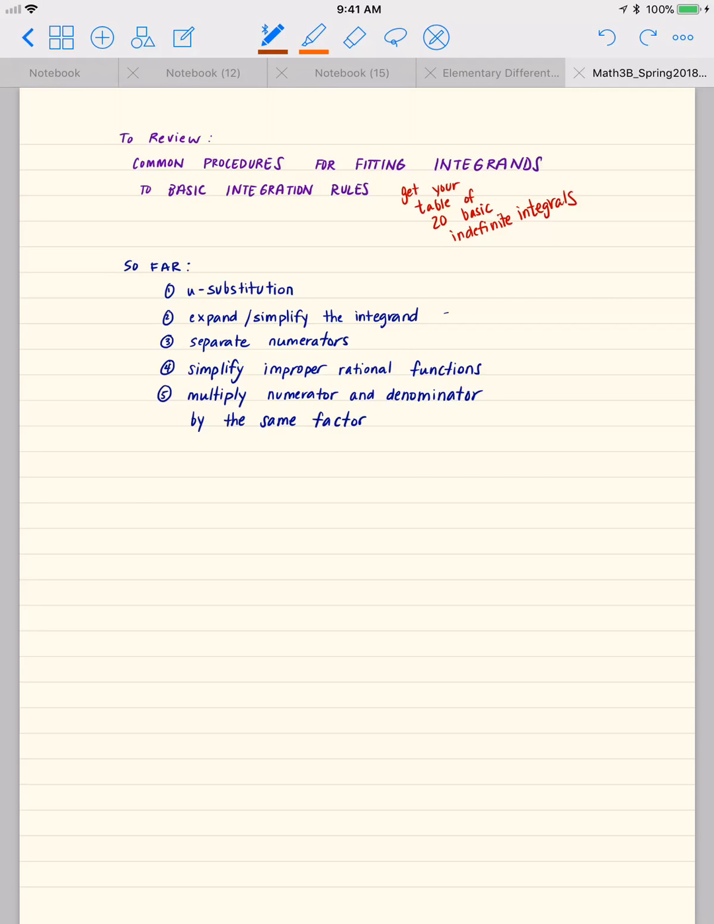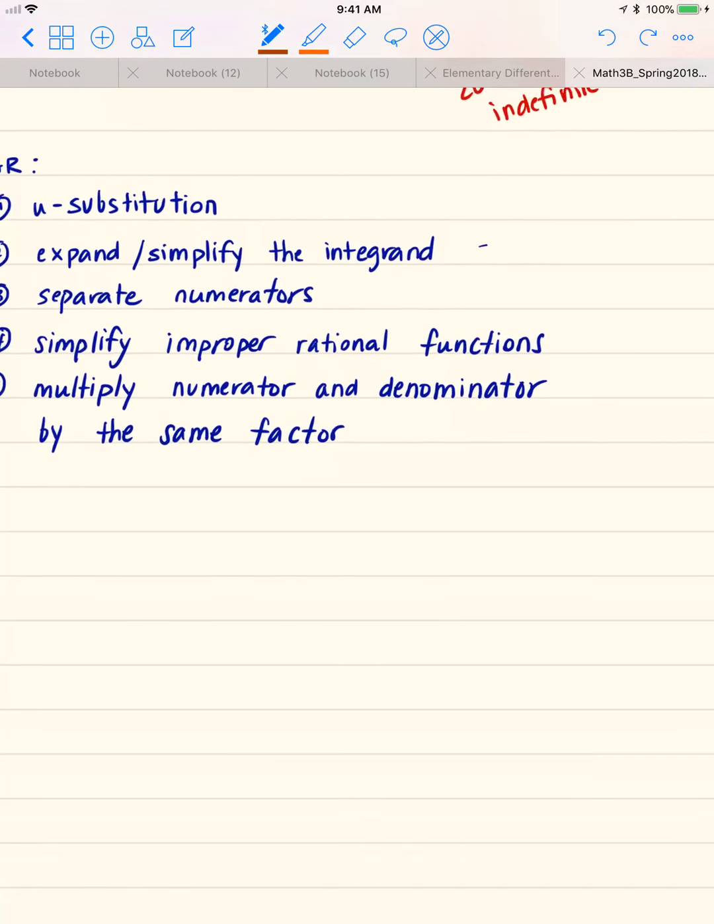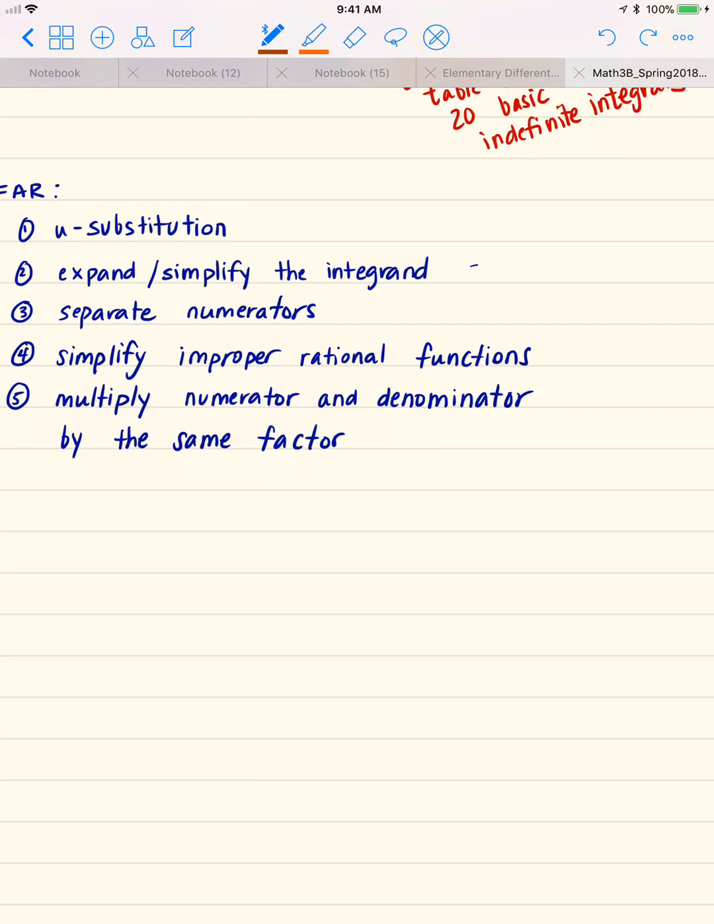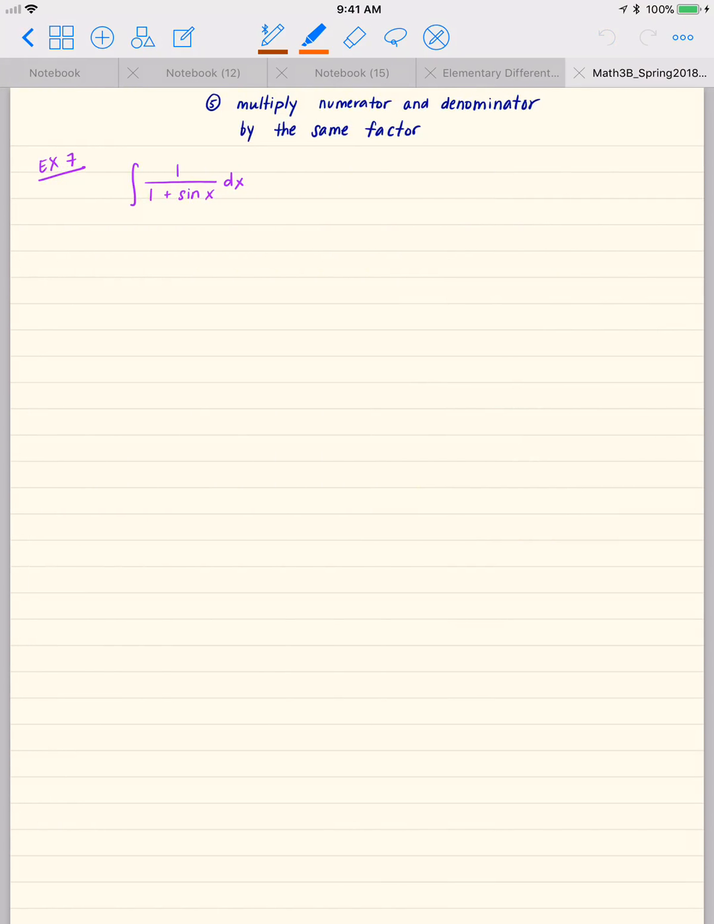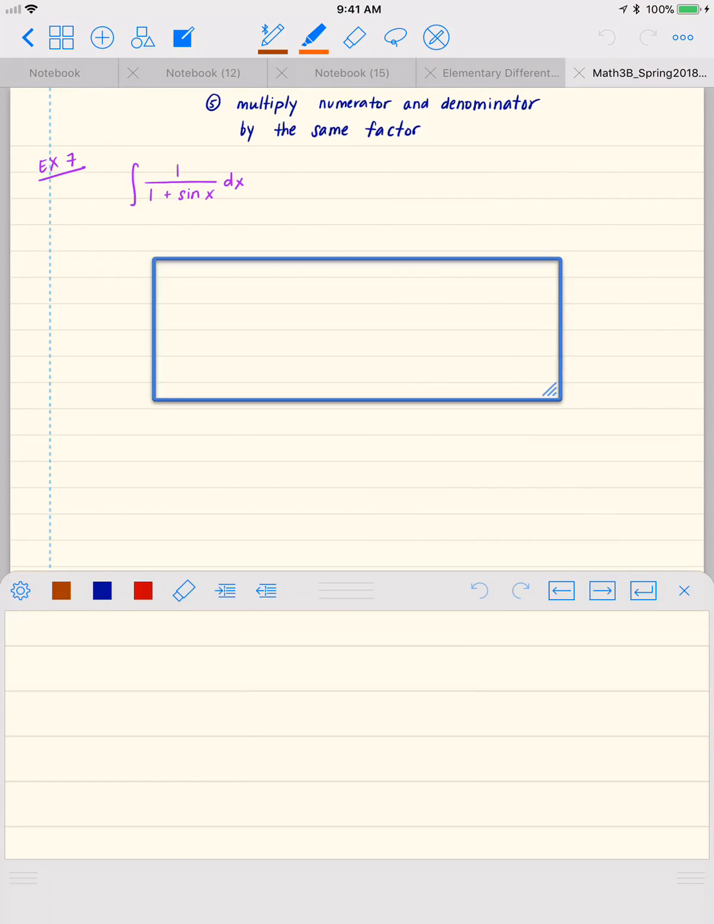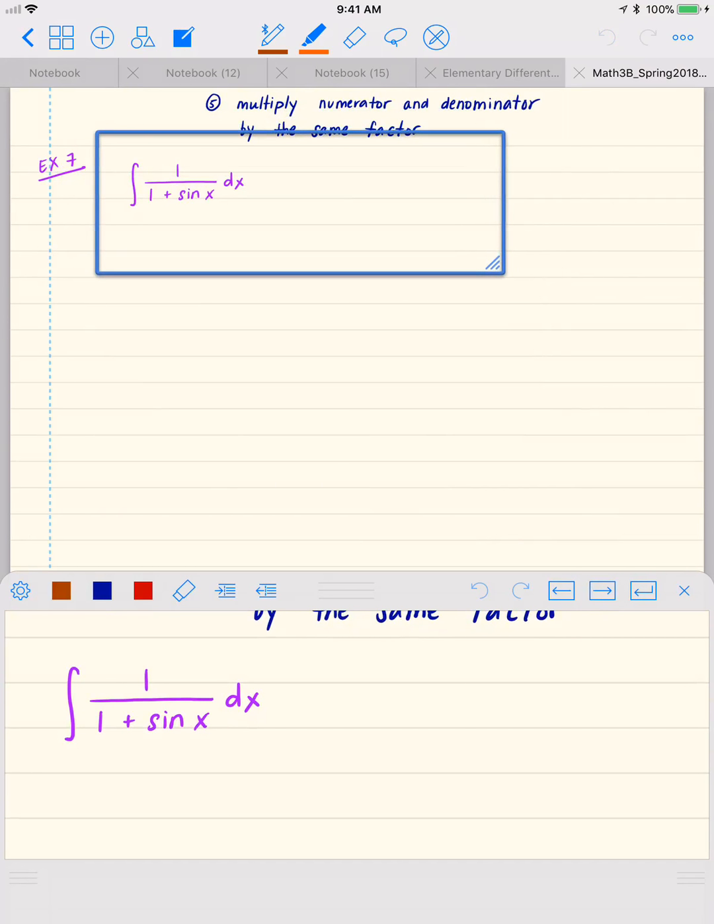Okay, let's do another few more examples. This time we are focusing on this last technique, which is to multiply the numerator and the denominator by the same factor. The first example that we want to do is example number 7, and it is the integral of 1 divided by 1 plus sine x.